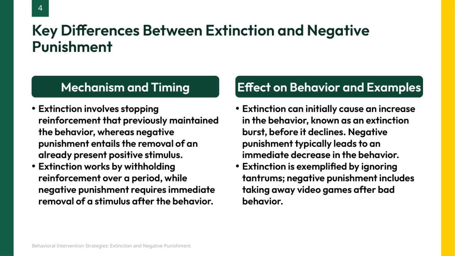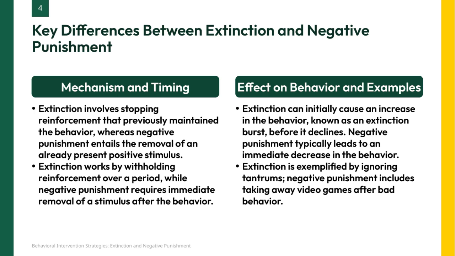When we look at the key differences between extinction and negative punishment, the first thing to understand is how they work and when they're applied. Extinction happens when we stop giving reinforcement that was previously encouraging the behavior. For example, if a child gets attention for tantrums, and then we stop providing that attention, that's extinction. It takes some time because the reinforcement is withheld over a period. On the other hand, negative punishment involves taking away something positive that is already present immediately after the behavior occurs, like removing video game time right after bad behavior.